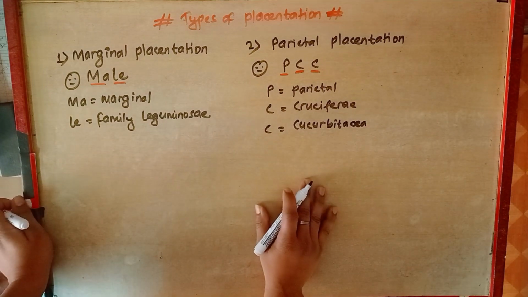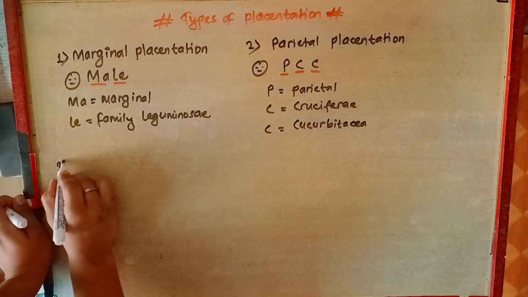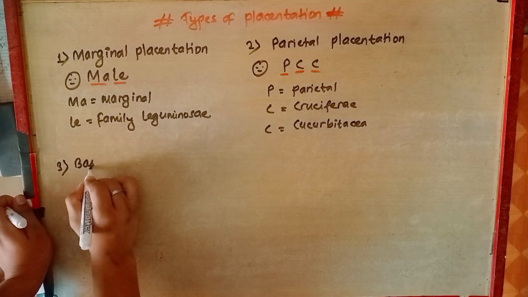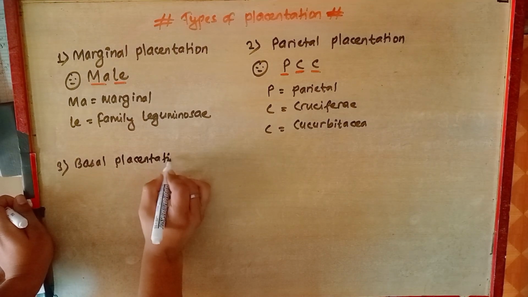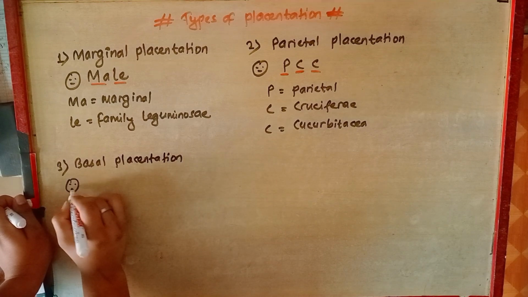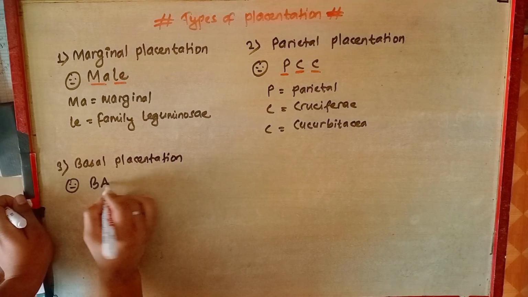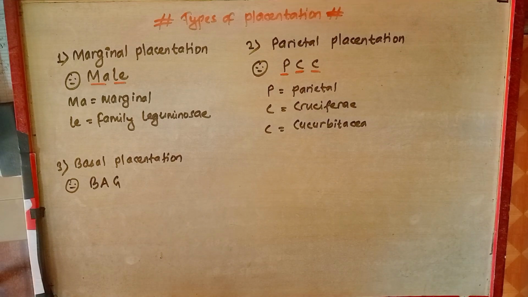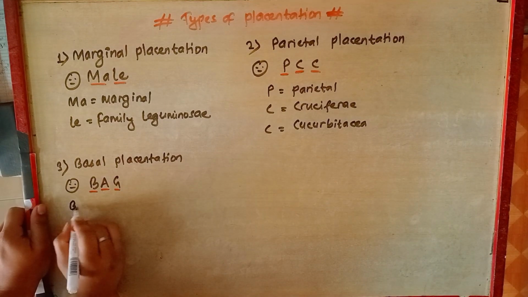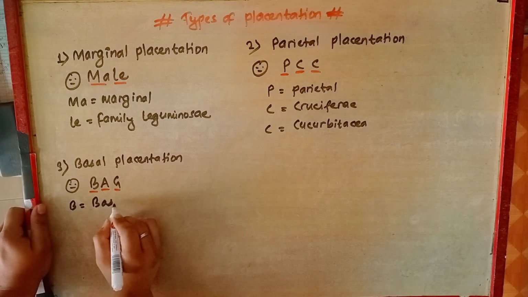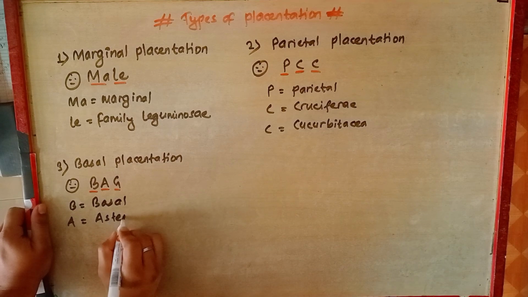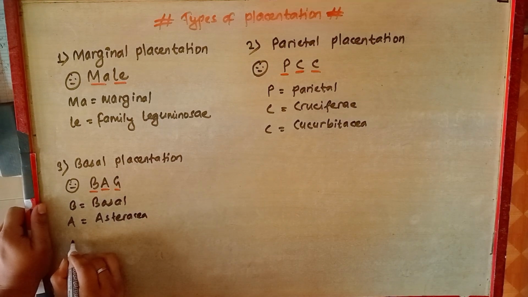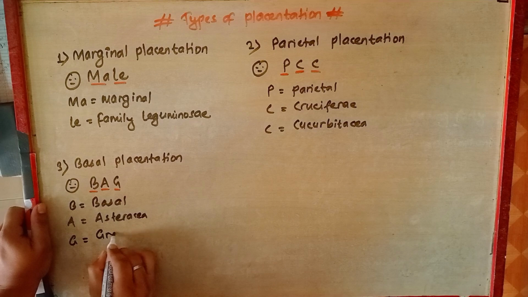And third, we have basal placentation. The trick is BAG, bag. Here B means basal, A means Asteraceae, and G means Gramineae family.